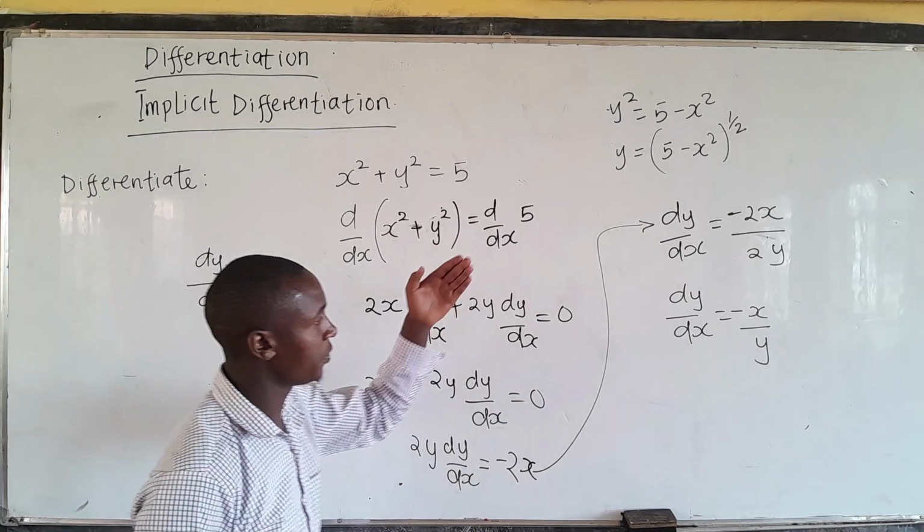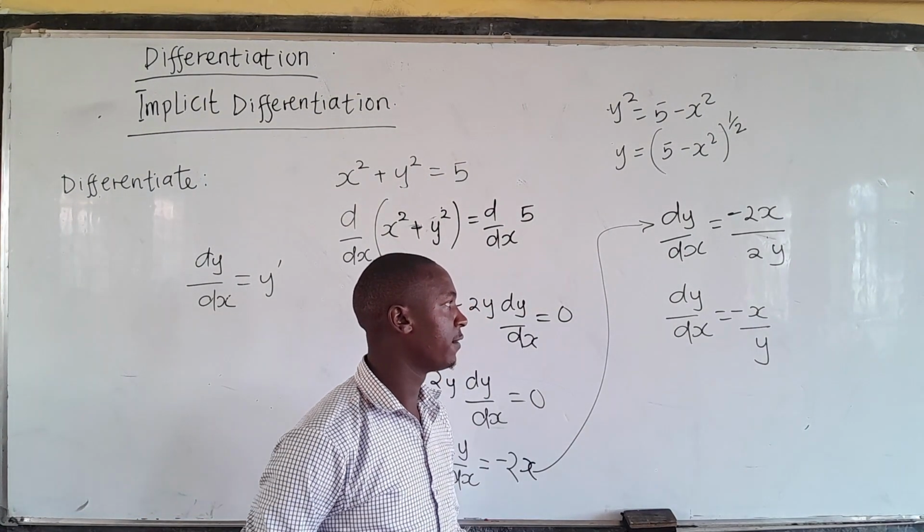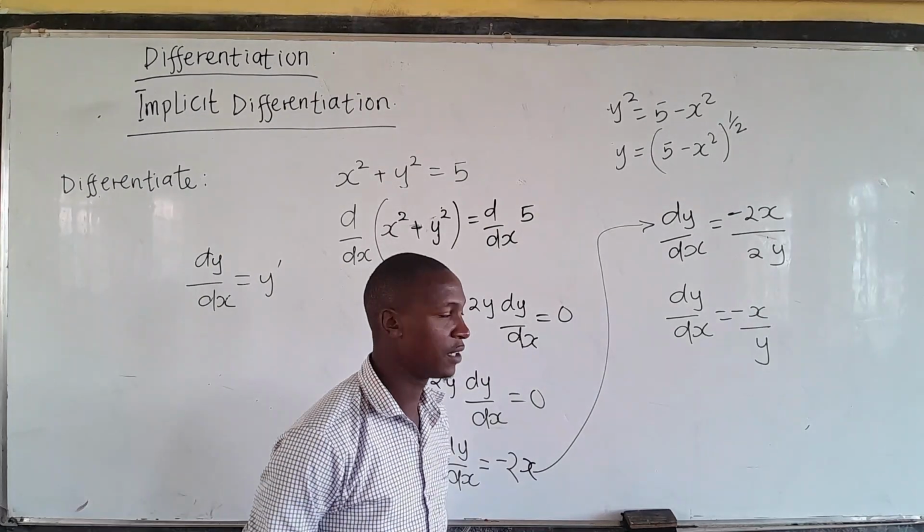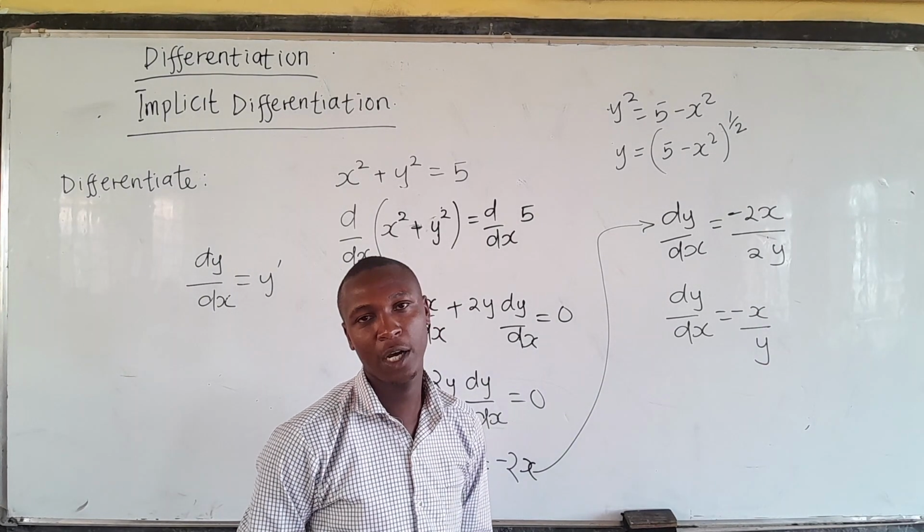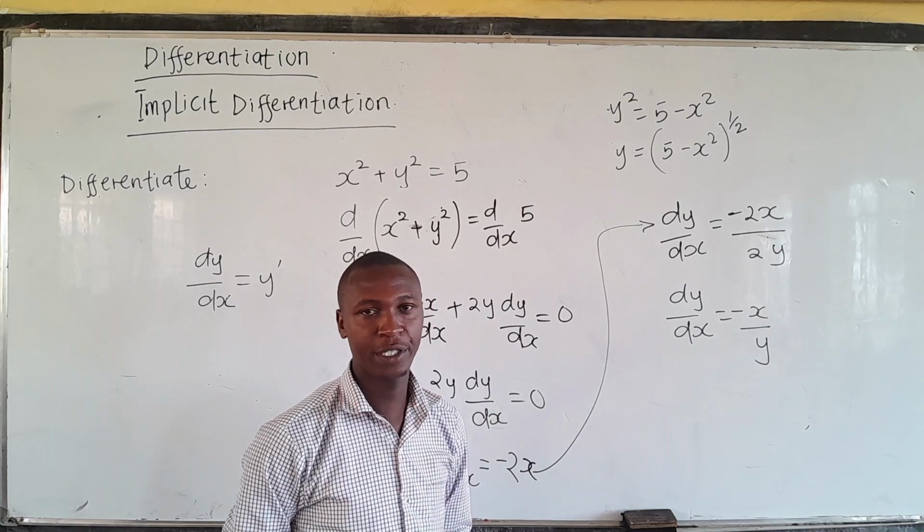So that is exactly what we have done, and the derivative of our function is negative x over y. That's how we apply implicit differentiation.